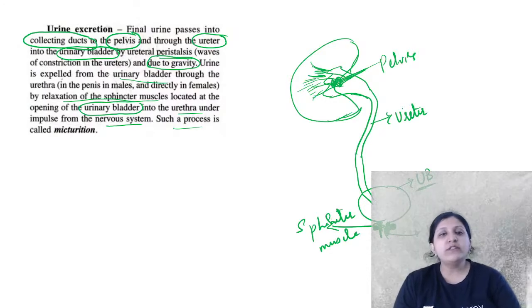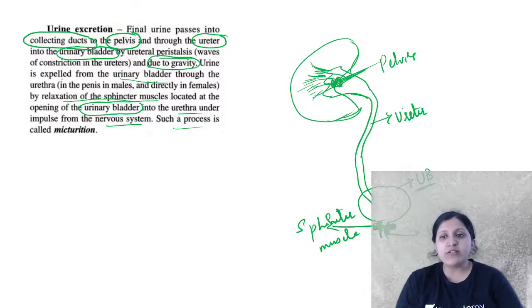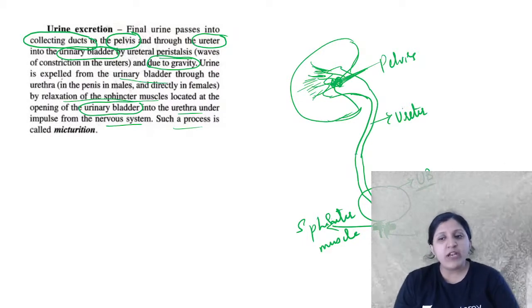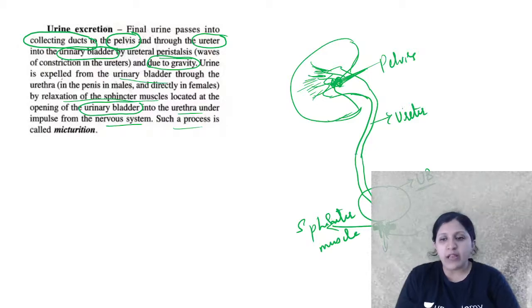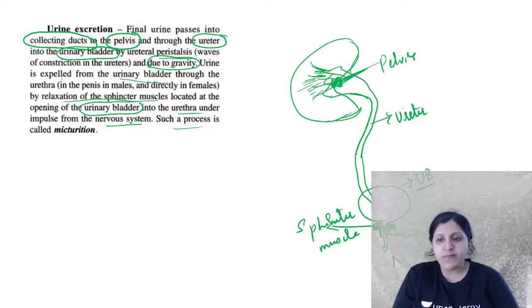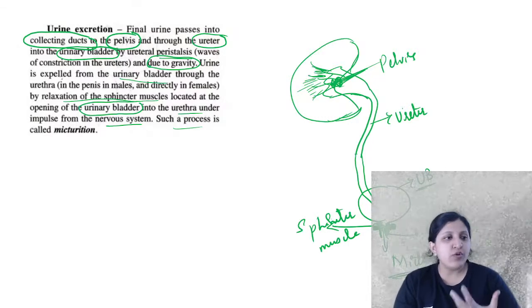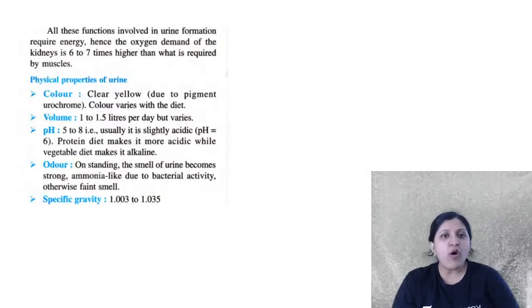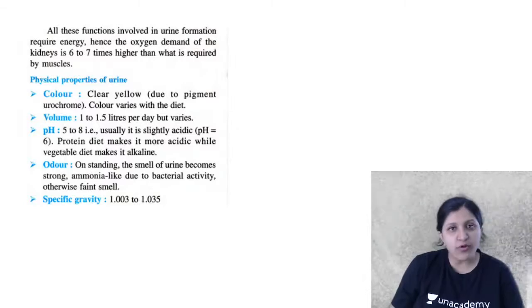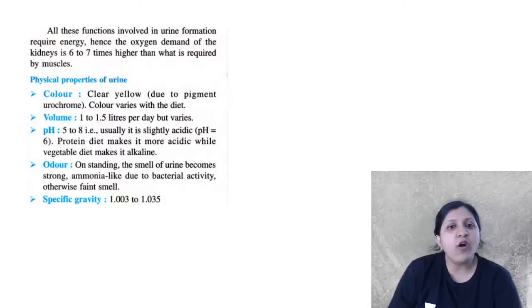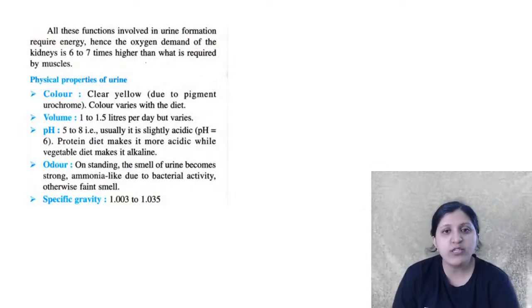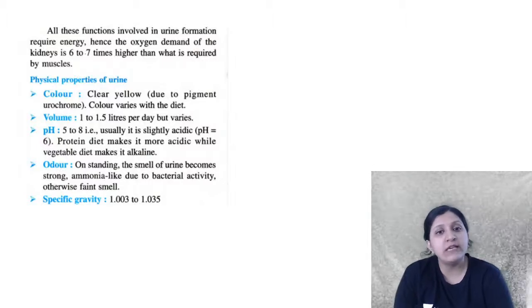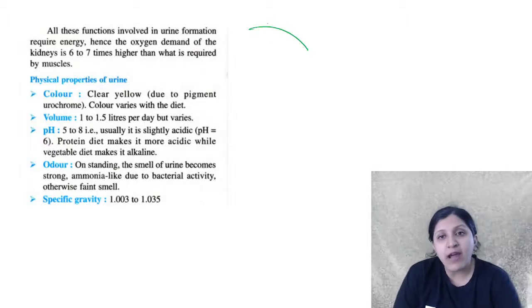This is under the impulse from the brain, so it is going to open up, and when it opens up, one is going to urinate. The urination process we call micturition, or urination also. You always need to know the other term also when you are studying. Now all these functions involved in urine formation require energy. So the oxygen demand to the kidney is high, as the artery is coming.